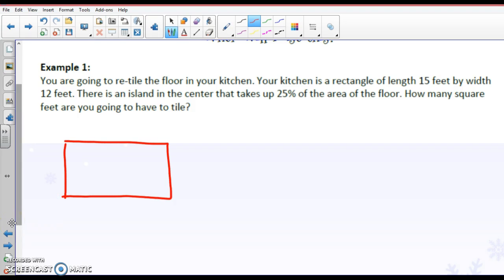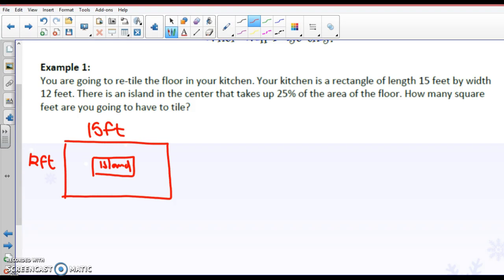My kitchen is 15 feet by 12 feet. And then I've got an island in the middle. Some of you probably have an island in your kitchen.